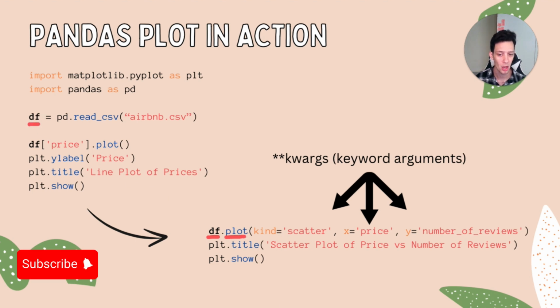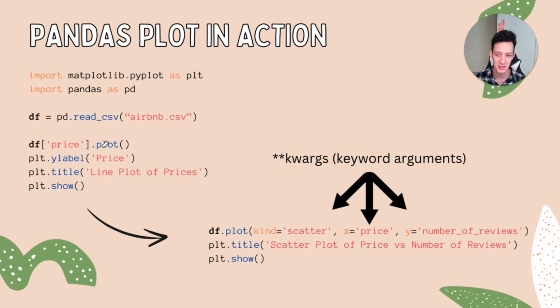But this time I'm not going to use the standard plot. I'm going to say it's going to be a scatter plot. I want the X to represent the price, and this is going to target the price column within our data frame because we're telling it to. And then the Y is going to be the number of reviews. Once again, I can give it a title and I can show it. Pretty cool. Okay, very cool.